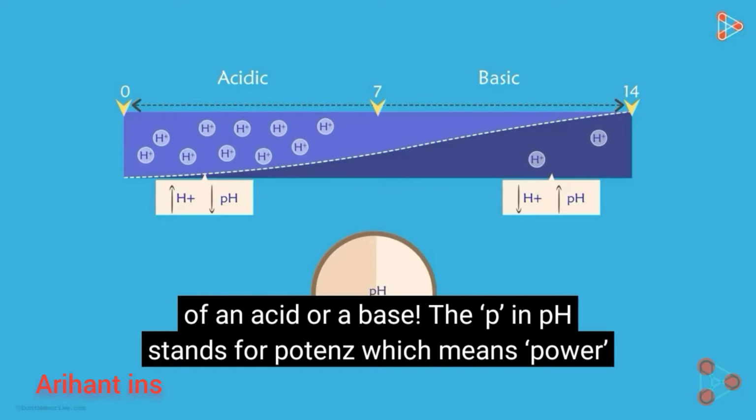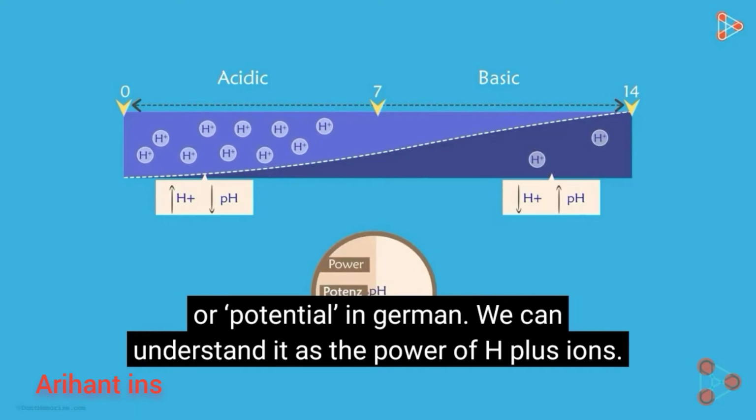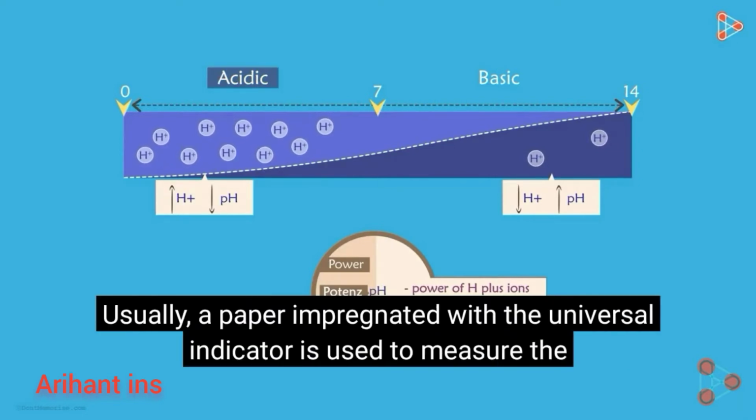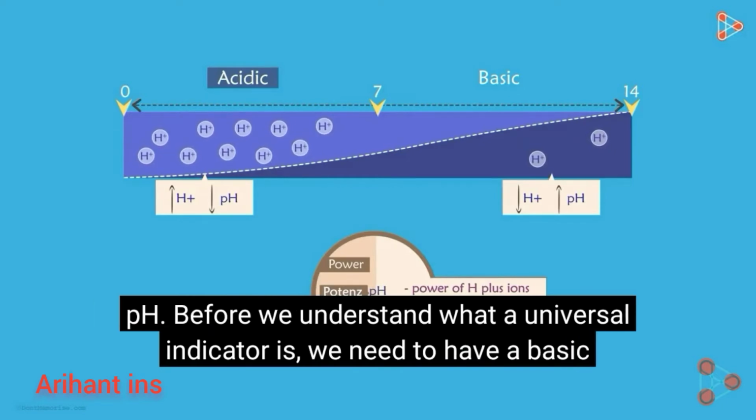The P in pH stands for potens, which means power or potential in German. We can understand it as the power of H+ ions. More the number of H+ ions, more acidic it'll be. Usually, a paper impregnated with the universal indicator is used to measure the pH.